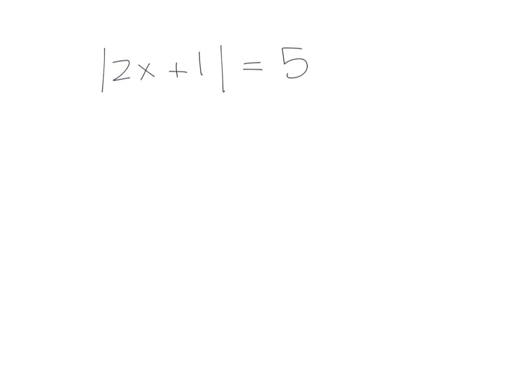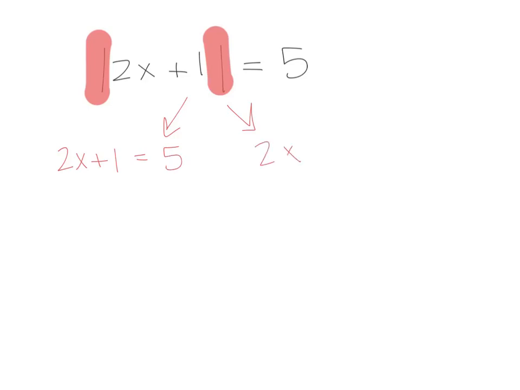Now here we have a slightly more complicated example again. We know the bars mean distance to 0, so we can take this equation and split it up into the two possible options. The inside part, the distance, can be equal to positive 5, or it can be equal to negative 5. This is because, again, our distance can go to the right from 0, 5 spaces, or to the left from 0, 5 spaces.